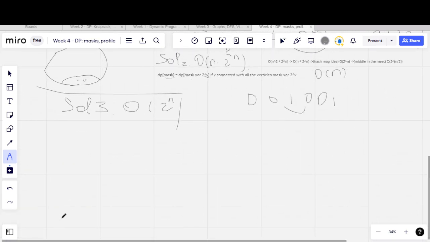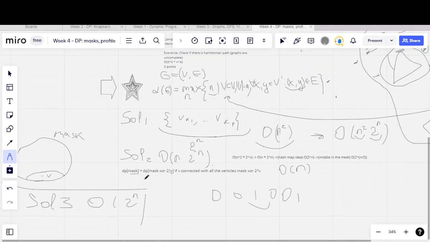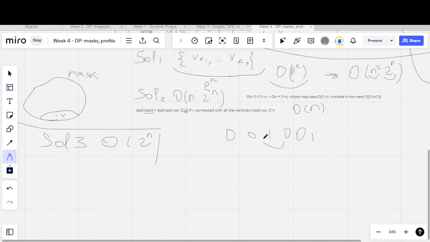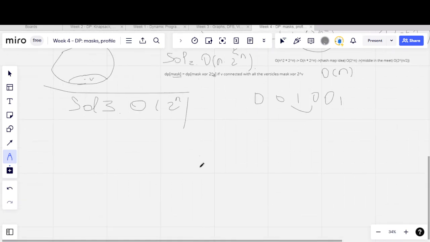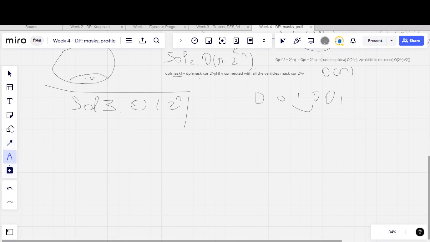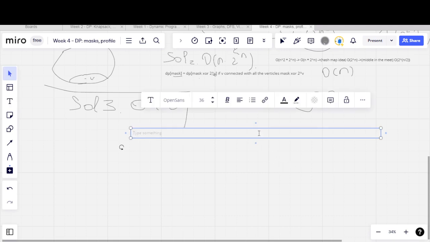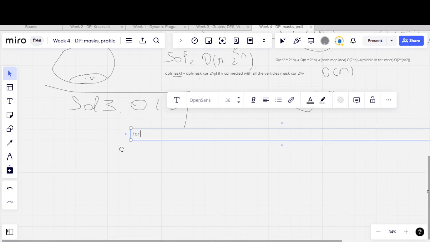Okay. We consider the oldest bit. Here we have some vertex in our mask. In this solution, we consider the leftmost, oldest bit. I typed the code for it: we iterate through and consider the oldest bit.